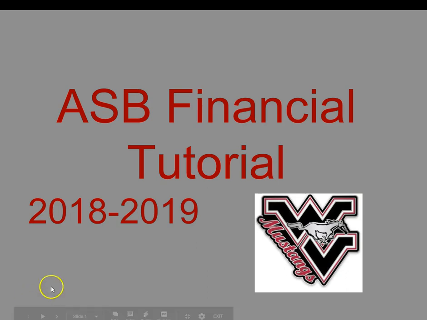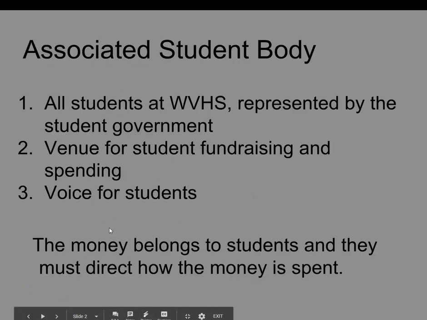First, I want to make sure you understand that the Associated Student Body refers to all of the students here at West Valley High School. They are just represented by the student government that meets during period 2 every day. The ASB and student government are the students' venue for fundraising and spending and a voice for the students.